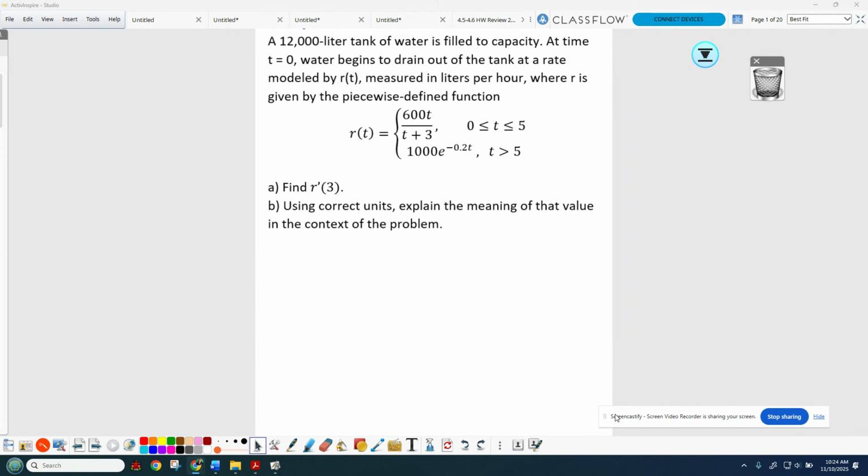So can someone volunteer to do the derivative for us? The first step? I'll call on people if no one volunteers. I can. Cool. Thank you.